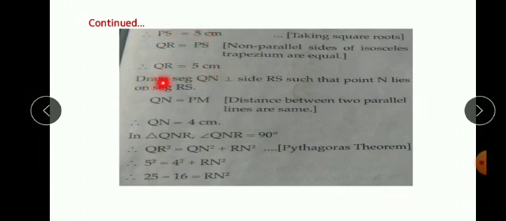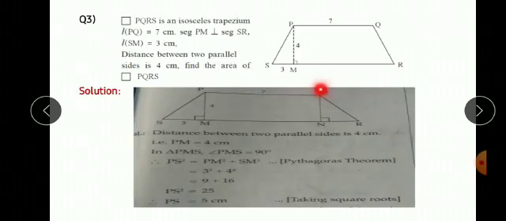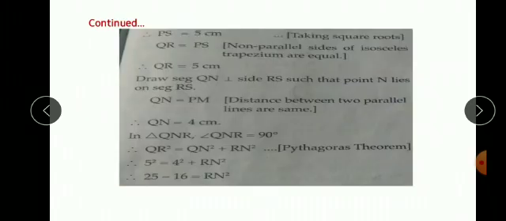Now what to do? Draw QN. As I told you in the figure, you have to draw QN which is perpendicular on side RS, such that point N lies on segment RS. This QN we have to draw and it intersects at point N. It lies on the side SR. So in such a way, draw QN perpendicular to RS such that point N lies on segment RS.